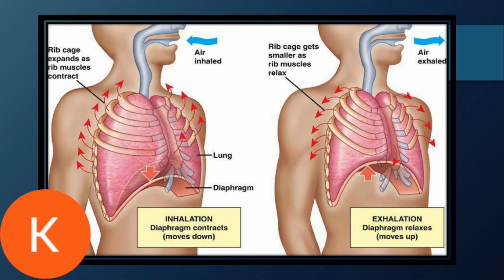This slide is a good example of what we are learning in our lab from last week. This shows what happens to our diaphragm and lungs when we inhale and exhale air. When air is inhaled, the rib cage expands as the rib muscles contract. If you look at the diaphragm, it contracts and moves downwards. There's an arrow that shows how the diaphragm has contracted downwards. And the second picture shows how air is exhaled. The rib cage gets smaller as the rib muscles relax, and the diaphragm relaxes and moves upwards again.